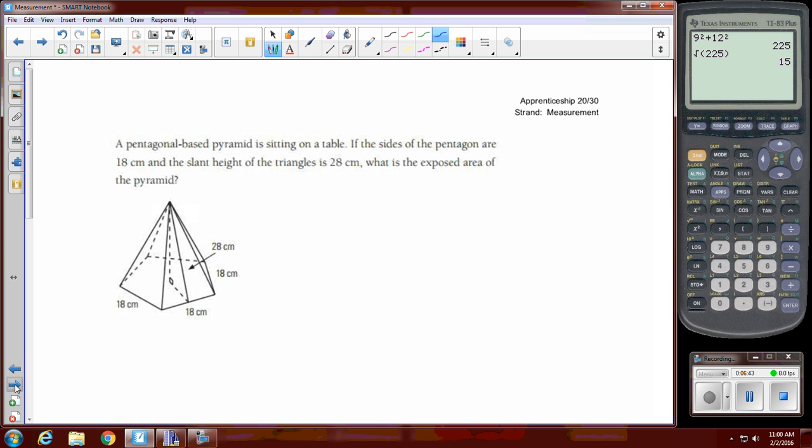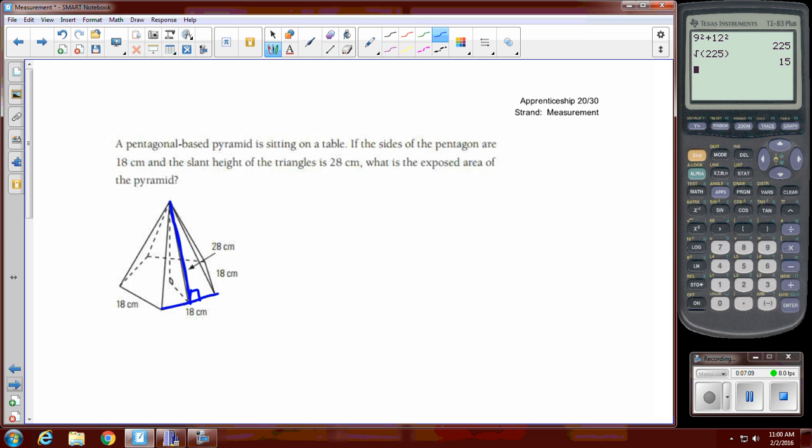The last example looks a little bit more complicated. It's a pentagonal based pyramid. So it's sitting on a pentagon, and it says the sides of the pentagon are 18 centimeters and the slant height of the triangles is 28. So again, if we look at the diagram, it actually tells us that this slant height on the edge, since we're doing surface area, we need dimensions on the edge. This is 28 and the base is 18. These do make a right angle, so we have the base and height of our triangle.